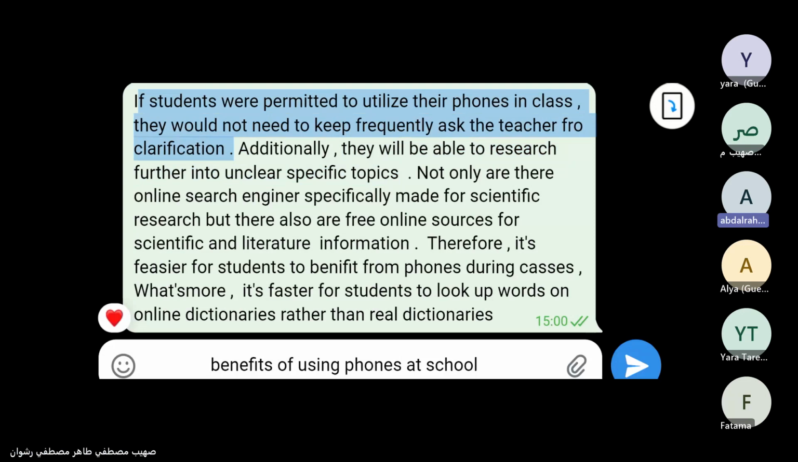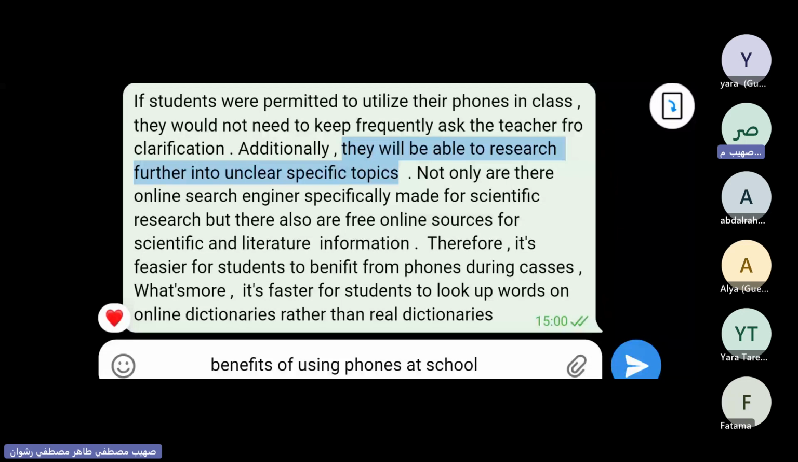They complement each other. They complete each other? Yes. Okay, but does one of them explain the other or no? No, not exactly. They didn't explain. They are separate ideas. Okay, let's see this idea, Abdurrahman. They will be able to research further into unclear specific topics. Okay, is this point explained, developed? Is this idea well developed?